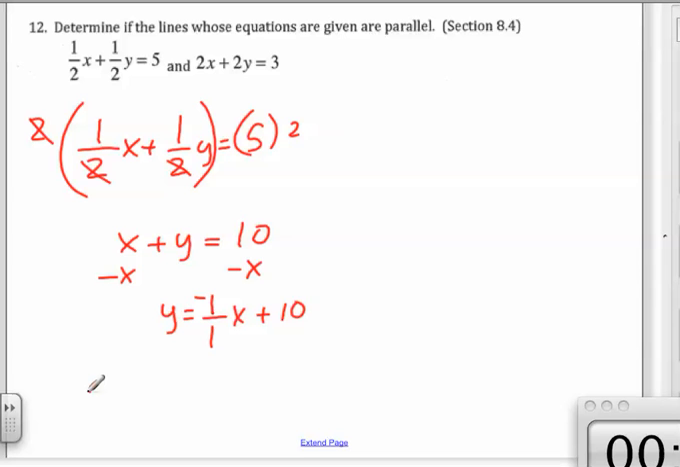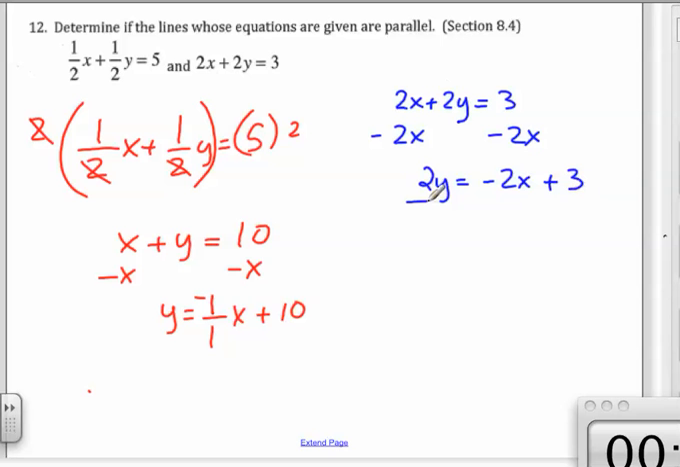Now, let's look at this other one. It says that 2x plus 2y is equal to 3. I need to subtract 2x from both sides. So I'm going to get 2y is equal to negative 2x plus 3. And then I'm going to divide everything by 2. I'm putting them in function form or slope-intercept form. They're the same thing. And I get negative 1 over 1x plus 3 over 2.